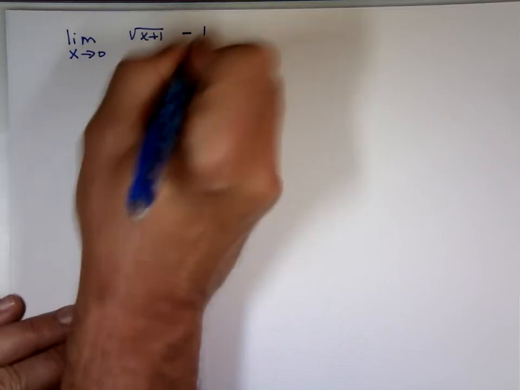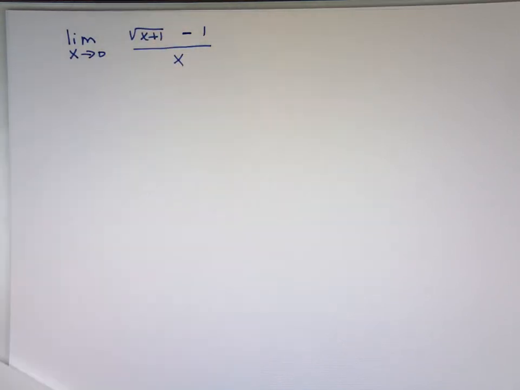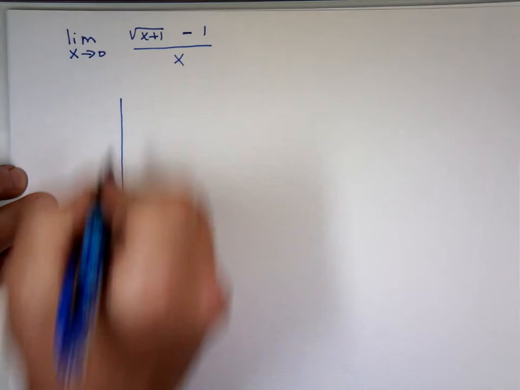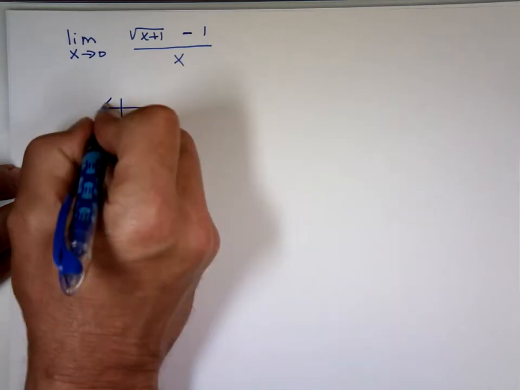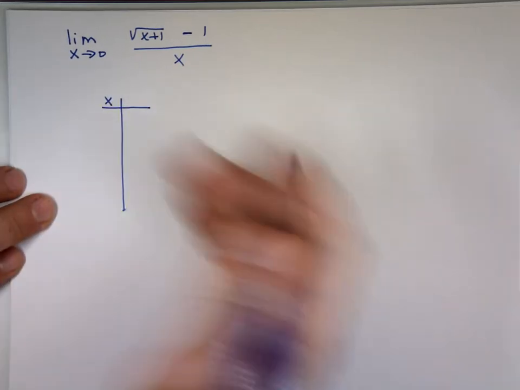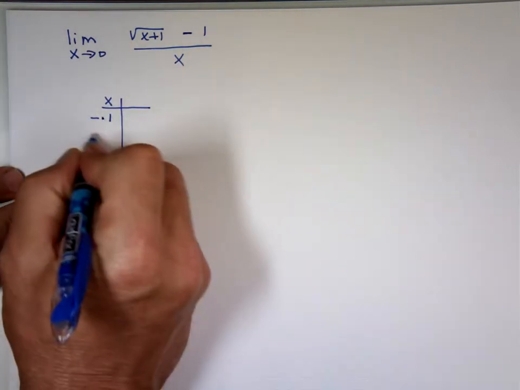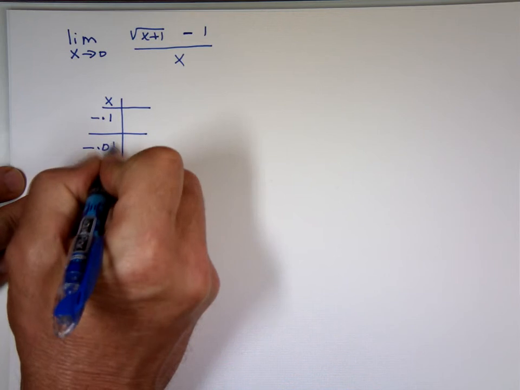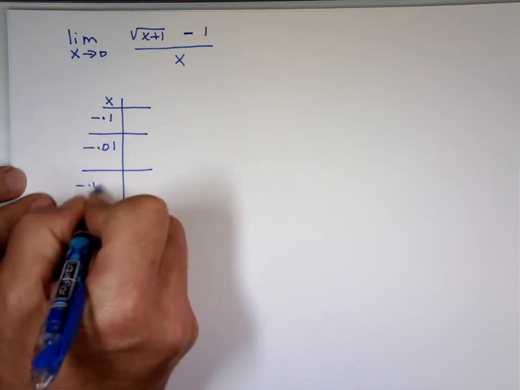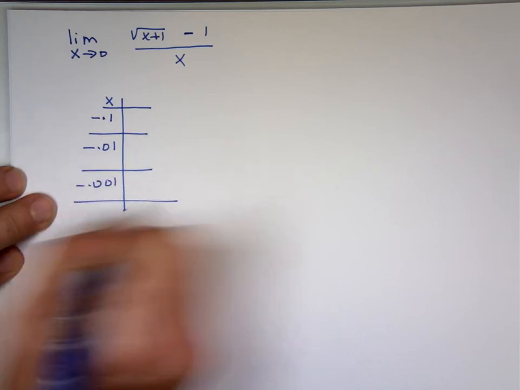So if I can't remember the conjugate, and I go, I don't like this method, I'm going to go to the table. You can. You're approaching the 0 from the left side. Let's look at the left side first. So you're not at 0 yet. You're in the negative. Negative 0.1. Negative 0.01. Negative 0.001. Negative 0.0001.